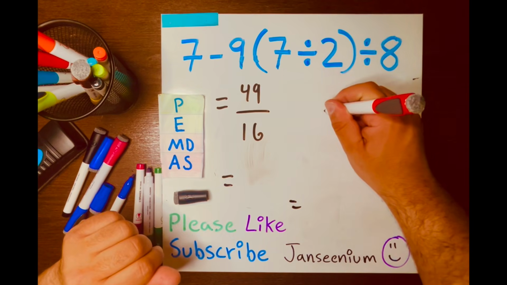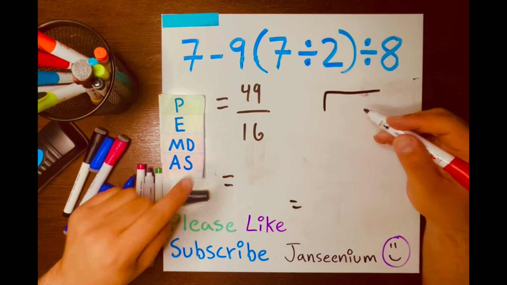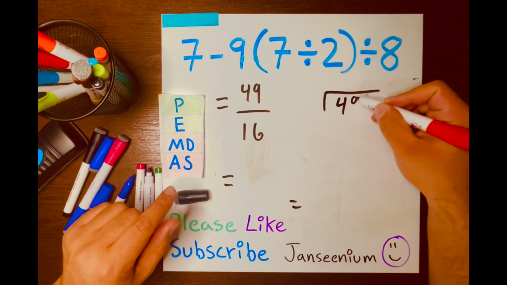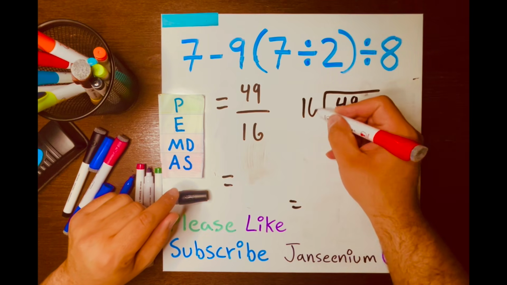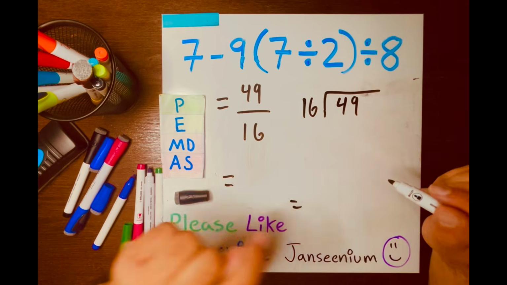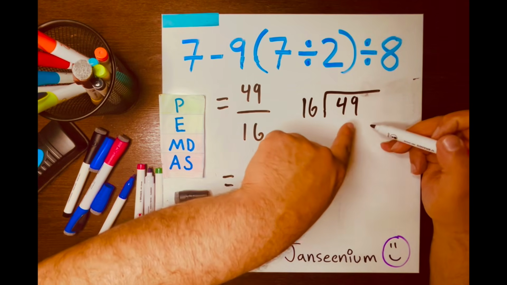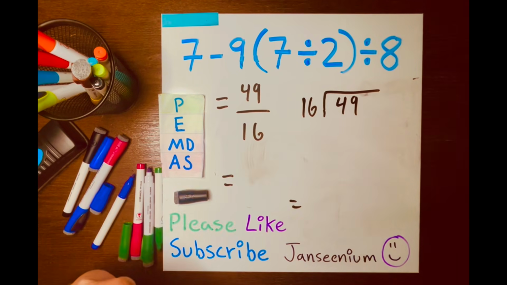All right, so here's the long division symbol. The 49 goes inside the long division symbol. That is called the dividend. And the 16 goes outside the long division symbol. That is the divisor. How many times can 16 fit into 49?